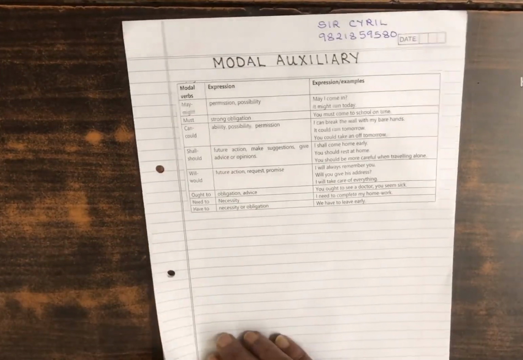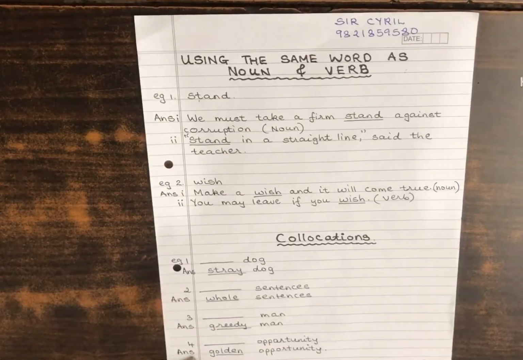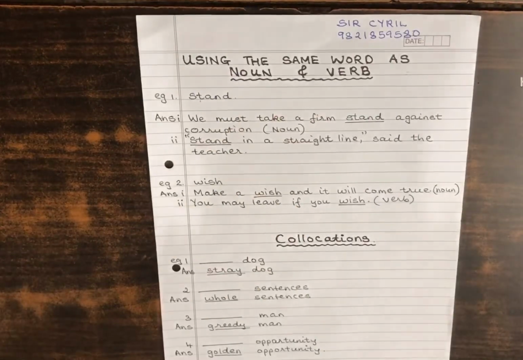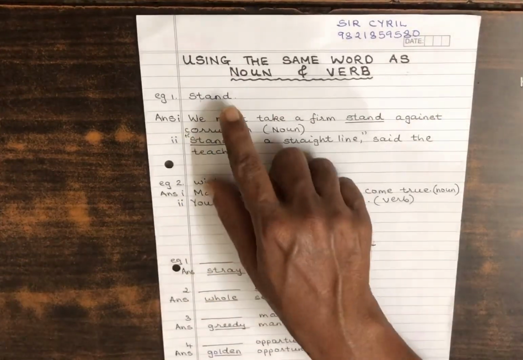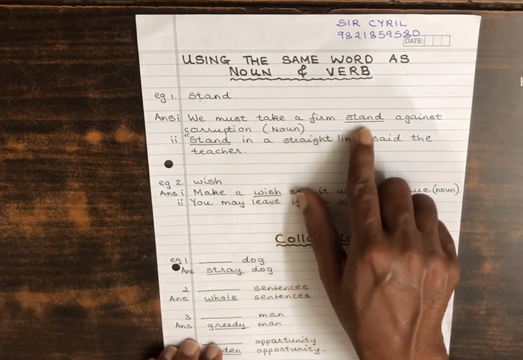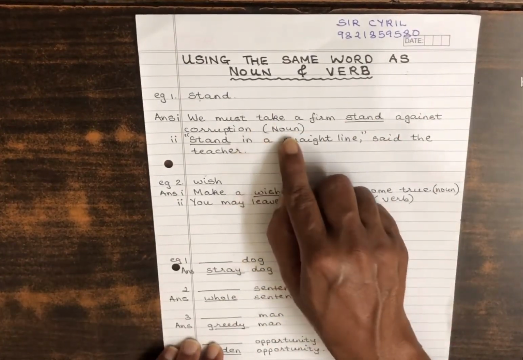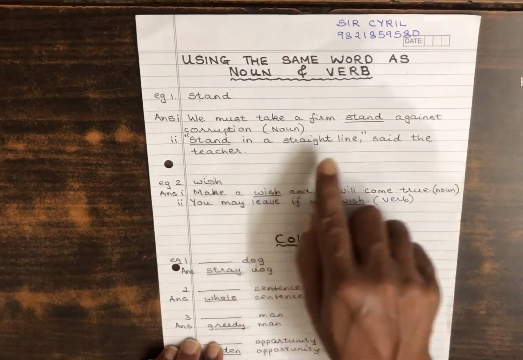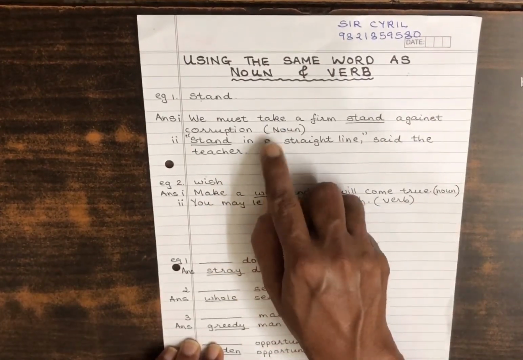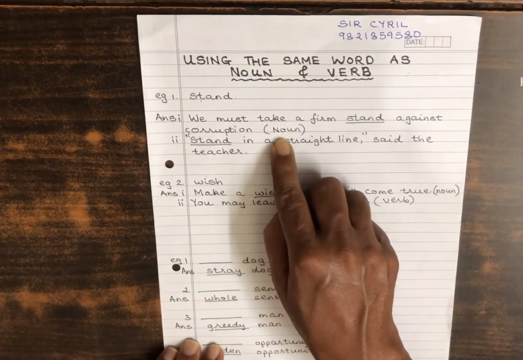There's one more topic, that is use the same word as noun and verb. For example, stand. We must take a firm stand against corruption. So that is a noun. Stand in a straight line. So that's a verb. So you have to write verb here. I forgot to write, so write noun.